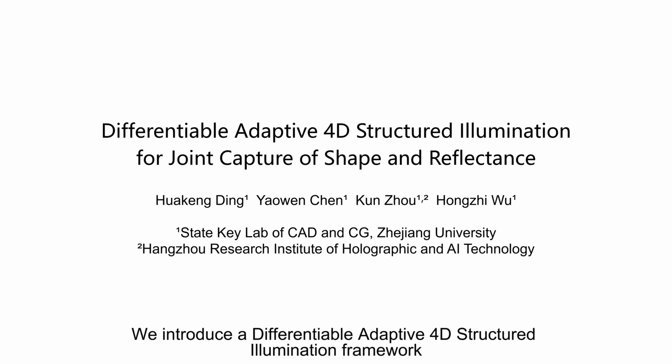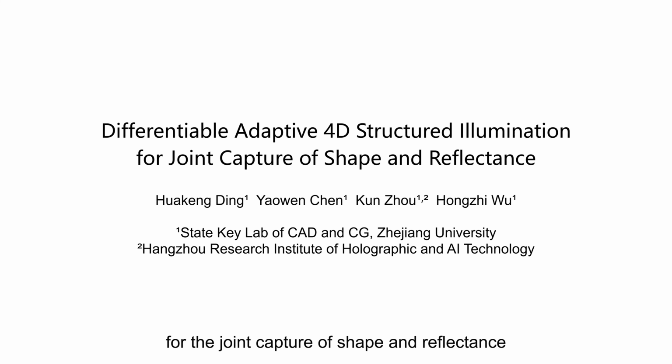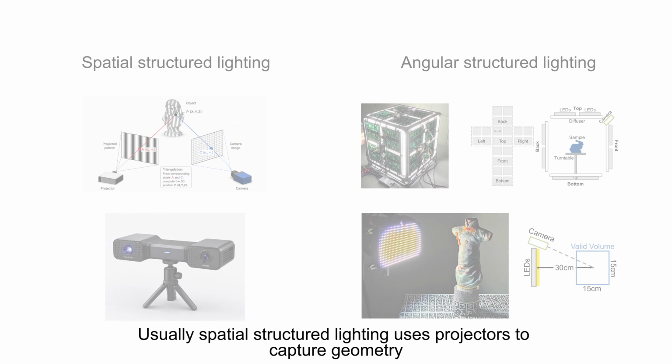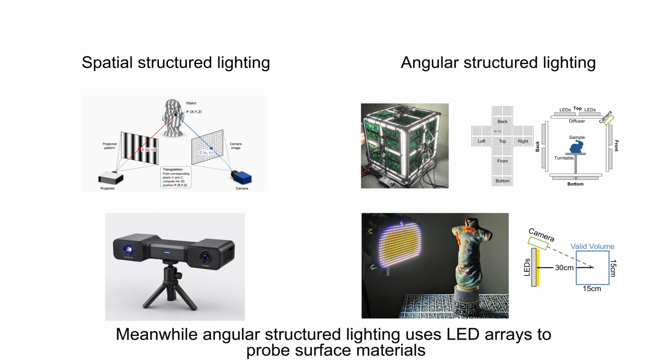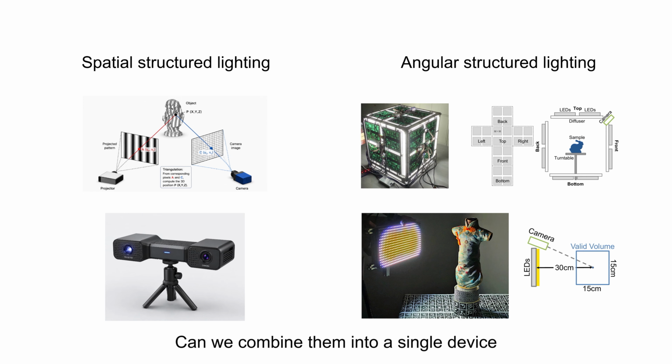We introduce a differential adaptive 4D structured illumination framework for the joint capture of shape and reflectance. Structured light is a gold standard for 3D capture. Usually, spatial structured lighting uses projectors to capture geometry. Meanwhile, angular structured lighting uses LED arrays to probe surface materials. Can we combine them into a single device?